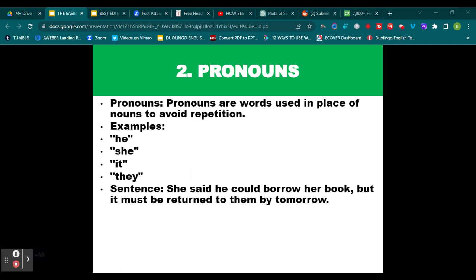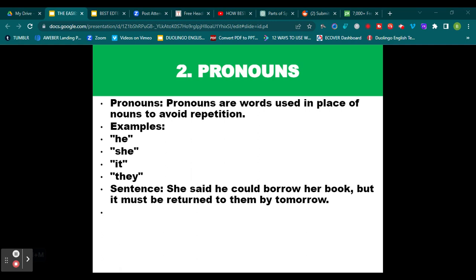Now, let's assume that we are talking about Mary, and we have already mentioned Mary, and we want to say more things about her. We don't have to keep repeating the name Mary said, Mary did this. So we replace Mary with she. She said he could borrow her book, but it must be returned to them by tomorrow. Okay, so that's how pronouns can be used to replace nouns in a sentence to avoid repetition.